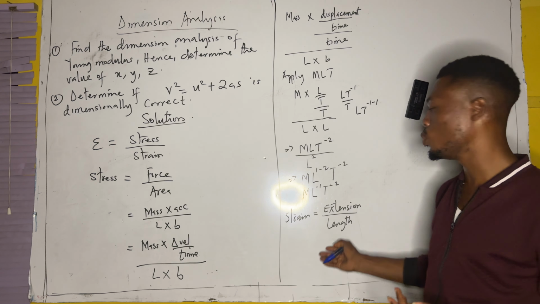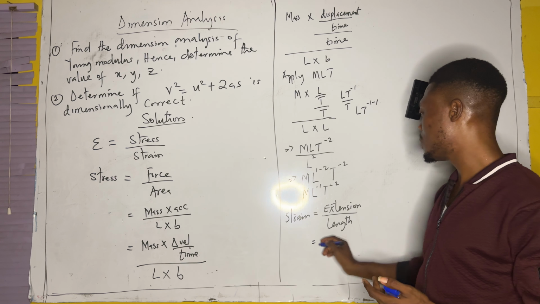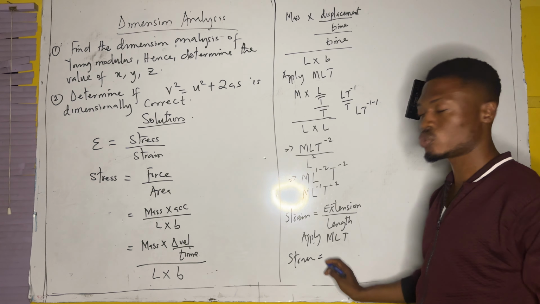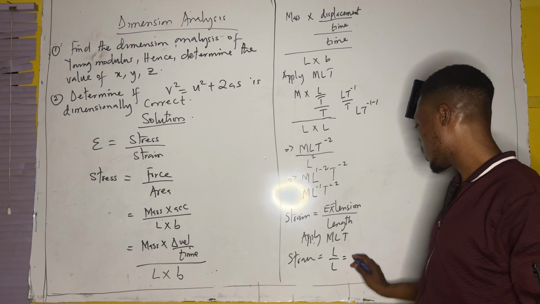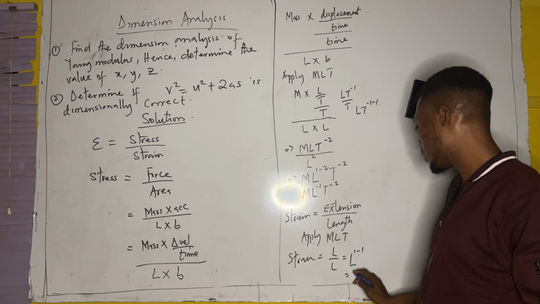Does length have a formula? No. So if you want to measure extension, the dimension is length. If you apply MLT, your strain is equal to L over L, and that will give us L raised to the power 1 minus 1, which is L raised to the power 0.